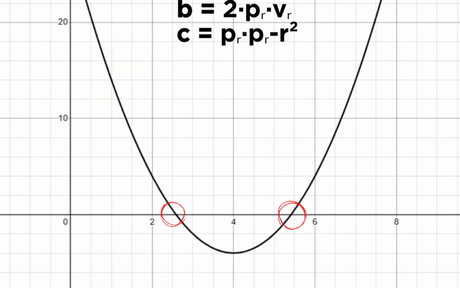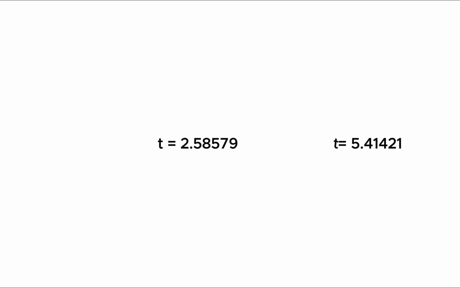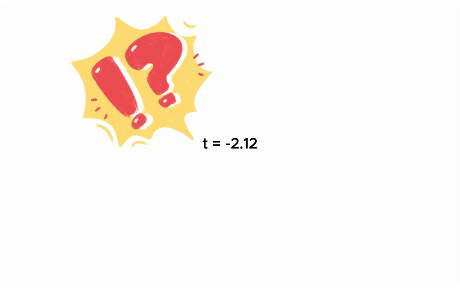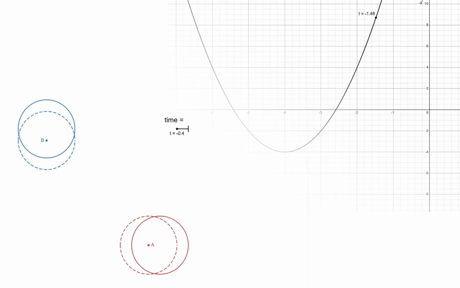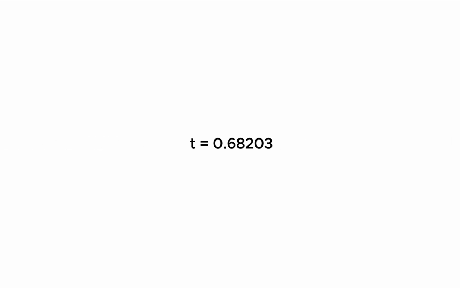Solve for t. 2 values. But 2 values how? Collision 1, theoretical collision 2. So I'll only take the lesser t. Careful. T can be negative. T negative? How? Collision backwards in time. So I'll only take the lesser positive t.